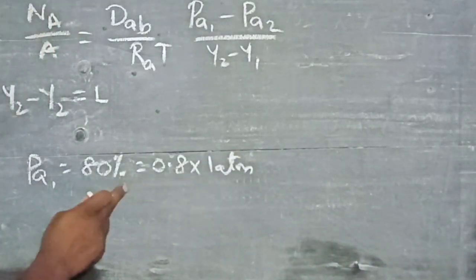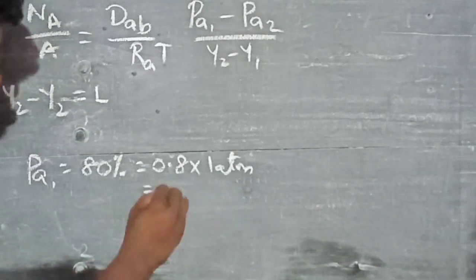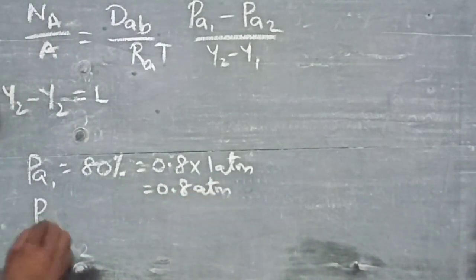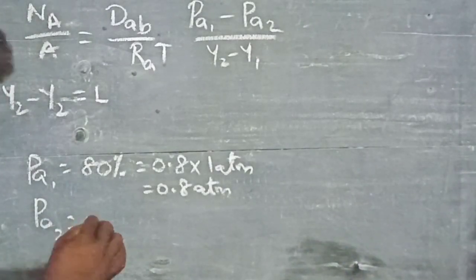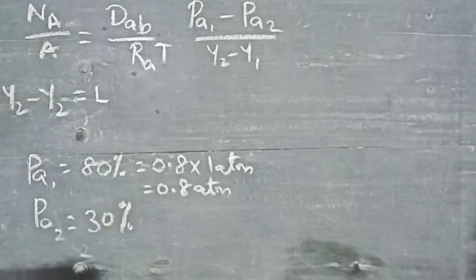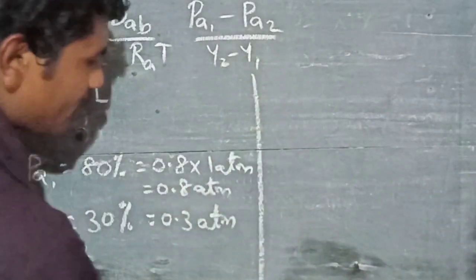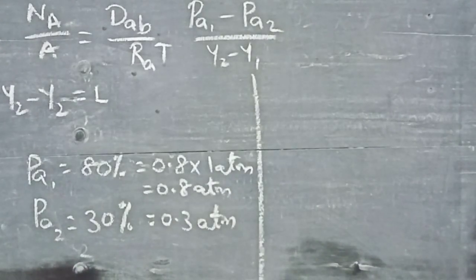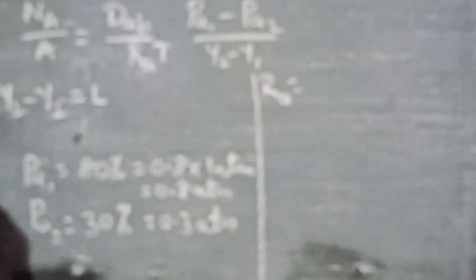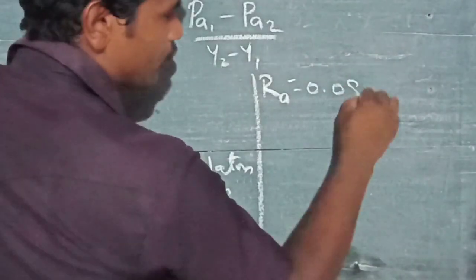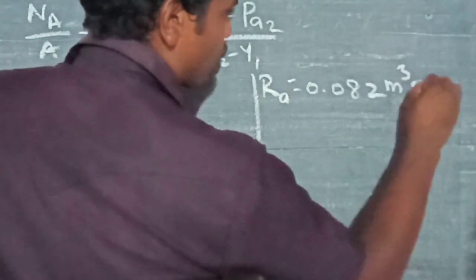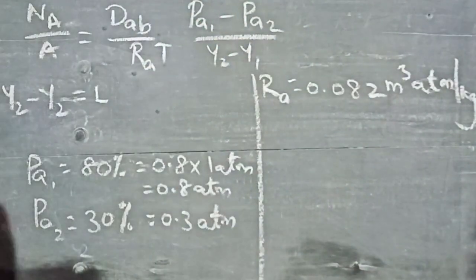The mole fraction multiplied by the pressure of the uniform mixture gives 0.8 atmosphere. After that we need to find the partial pressure at the second vessel. Similarly, the mole percentage is 30%, so we get 0.3 atmosphere. What is RA? RA is the gas constant for air. We take air because they ask to find the rate of transfer of air. The value of the gas constant for air is 0.082 meter cube atmosphere per kilogram.